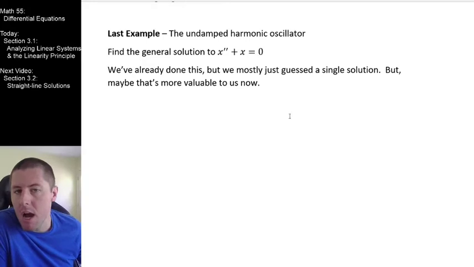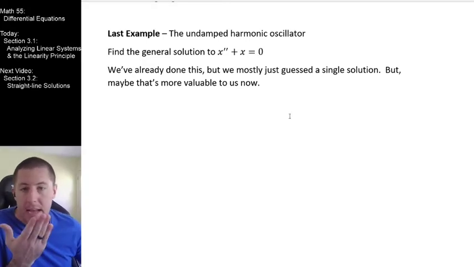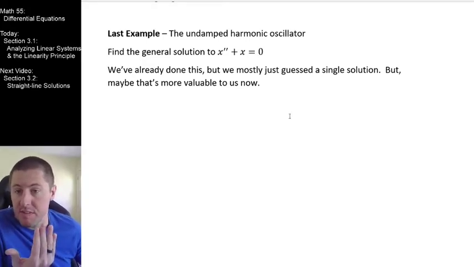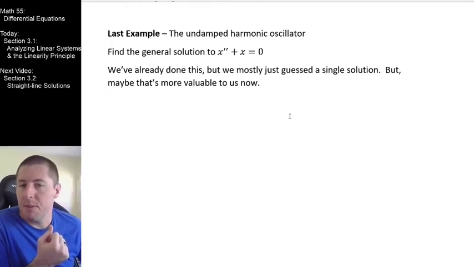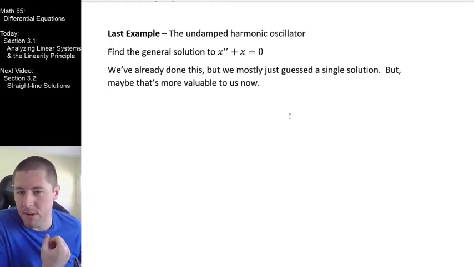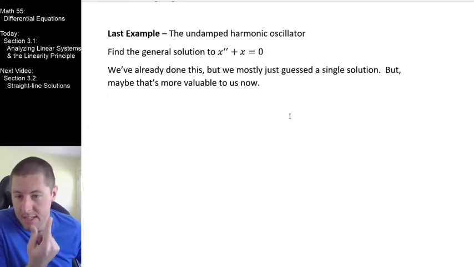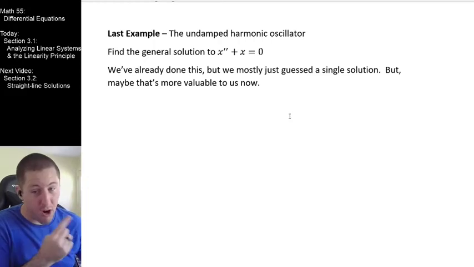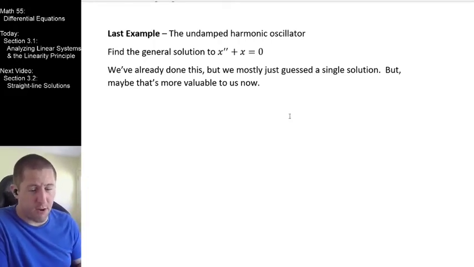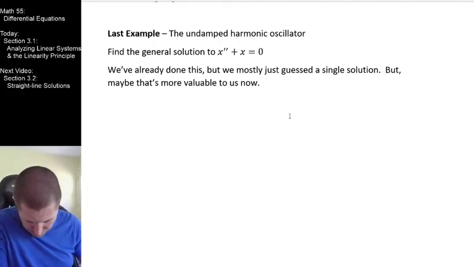Our undamped harmonic oscillator has this general form where there is a second derivative term representing acceleration, there is an x term representing position, but there's no damping force. Damping forces are influenced by velocity, and you'll notice there's not a velocity term relating these two. So we've already looked at this. I think this was actually our first ever second order differential equation.